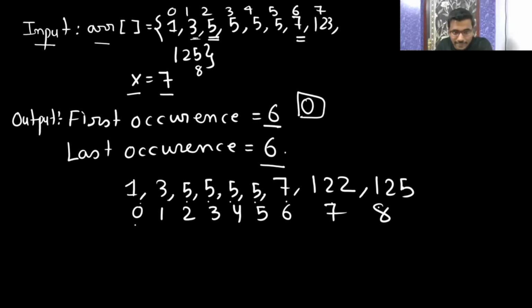Because we are starting the index from 0 to 8. Okay, so low is your 0, then high minus low is your 8. 8 by 2 is going to be 4. Okay, so I'm directly writing 4.